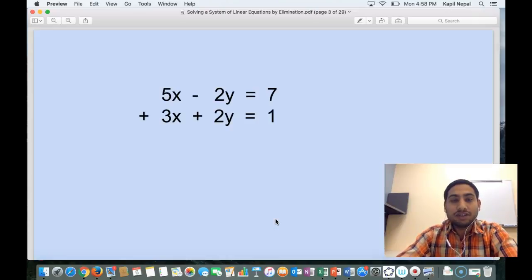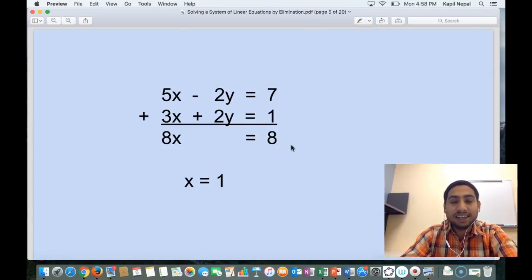So here's how it works. Add those two equations together, just like that. Now negative 2y and 2y cancel each other, so we just have 5x plus 3x equals 8x on the left side, and 7 plus 1, that's 8, on the right side. Now if you divide both sides of this equation by 8, then you get x equals 1.